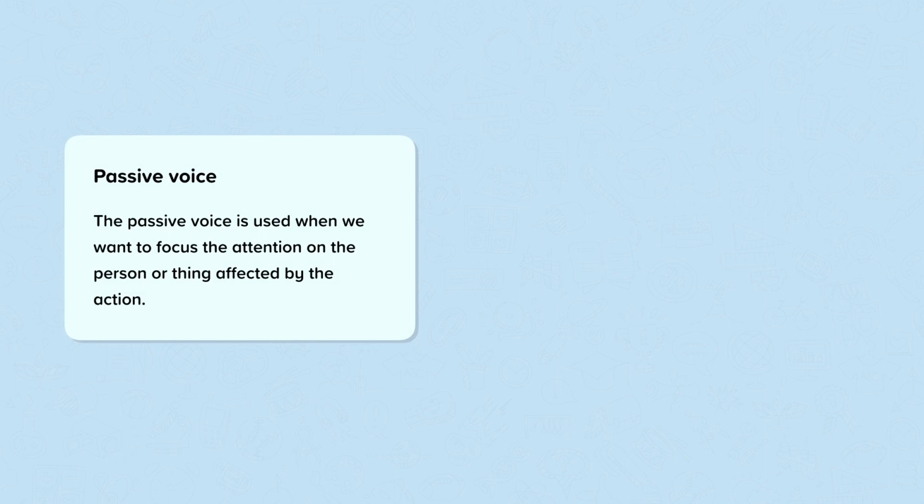The passive voice is used when we want to focus the attention on the person or thing affected by the action. It is used less frequently than the active voice, but it is important to know that a sentence can only be made passive if it has a direct object in it. If you are writing in the passive voice, the object of the verb changes into the subject.